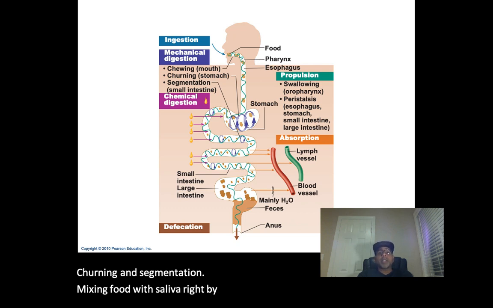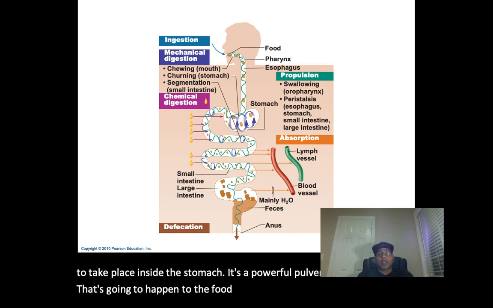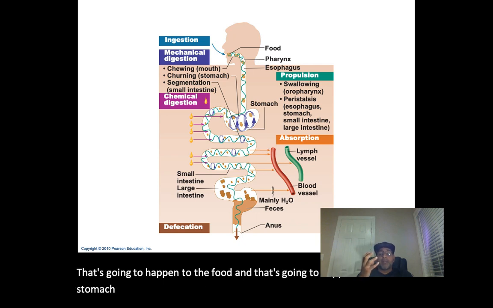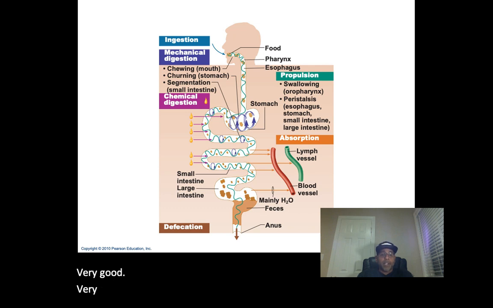Churning is going to take place inside the stomach. It's a powerful pulverization that's going to happen to the food, and that's because the stomach has a third layer of muscle. Normally speaking, we've seen how many layers of muscle? Very good. Two.